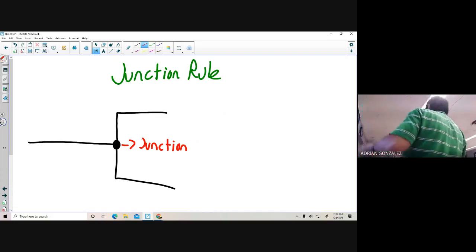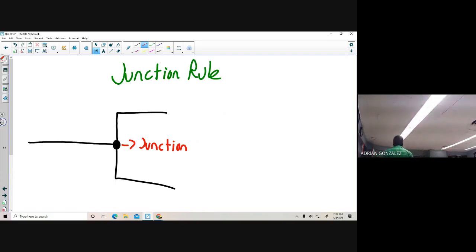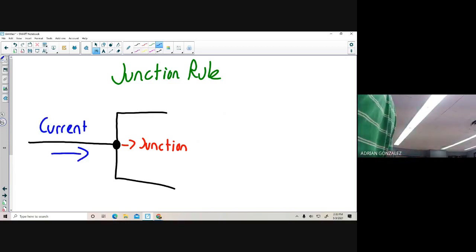Now, when we talk about a junction in terms of a circuit, what we're talking about is that you're going to have current coming in and current going out.